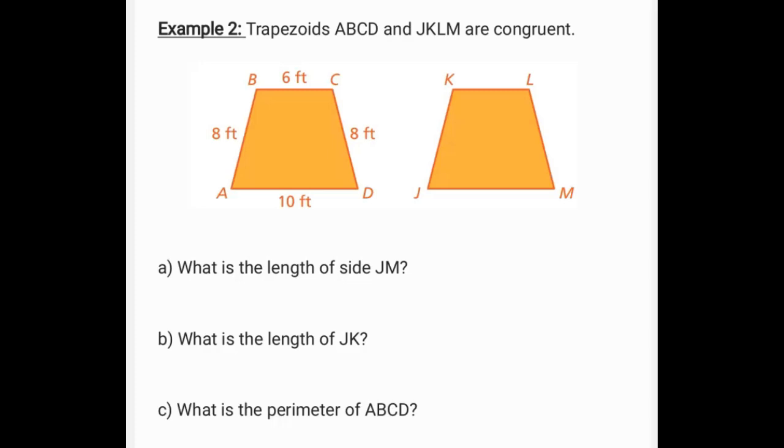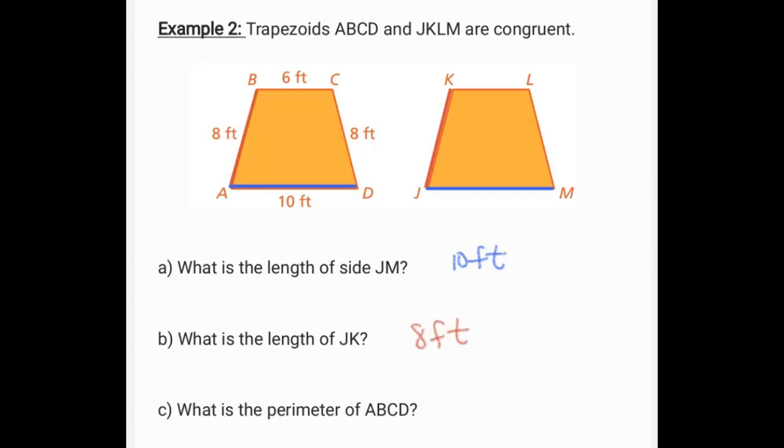So JM is going to be this part right here. And if that side is congruent to this side right here, then we know that the measurement of JM is 10 feet. The next question is asking, what is the length of JK? So looking at the length right here of JK, we can find that it is exactly the same measurement as this side right here. So JK would have to be 8 feet.